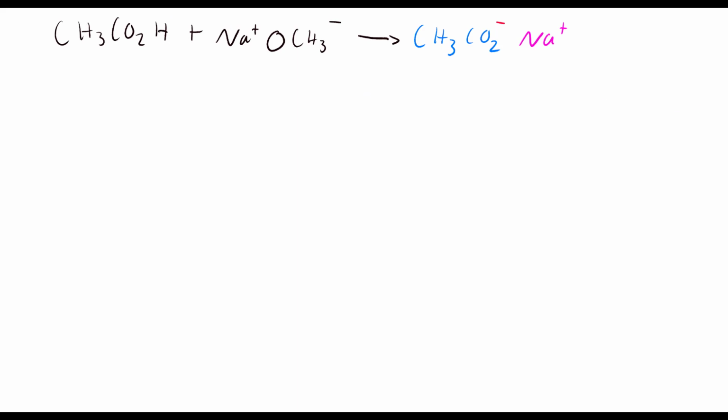And now our hydrogen is bonding with the negative molecule that was here, OCH3. And notice that since the hydrogen is positive, it's going to take away this negative sign. It's going to make it neutral. Alright, so that was our reaction. And we didn't have to do any Lewis structures. We didn't have to do anything like that.